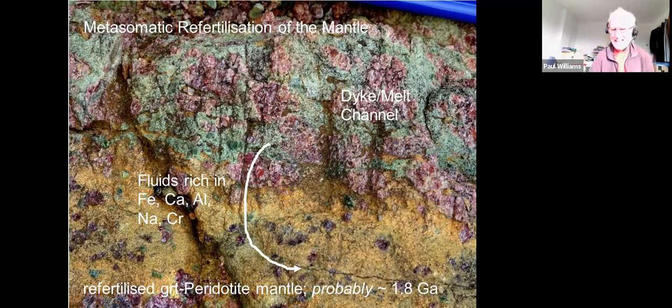We think it's most likely that the replenishment took place, obviously sometime around 1.8 Ga or maybe a little bit after. We can't really get a proper age on the refertilization, but it represents metasomatic refertilization of infertile, residual mantle. And that is very significant. That's very important for what the mantle does.